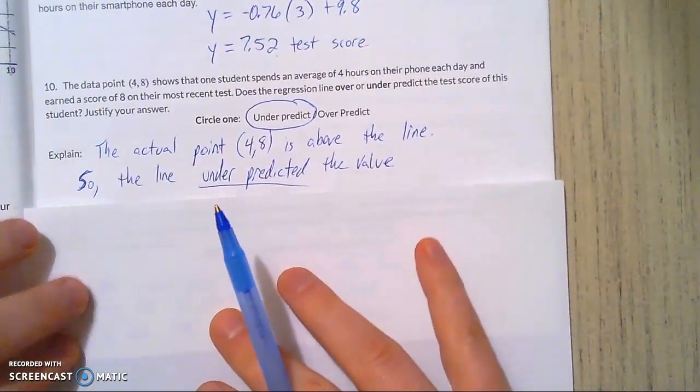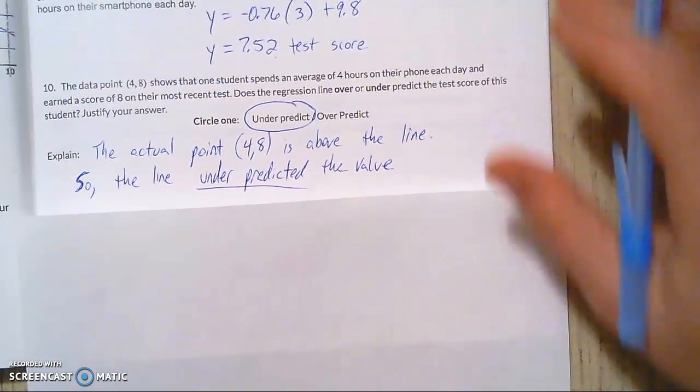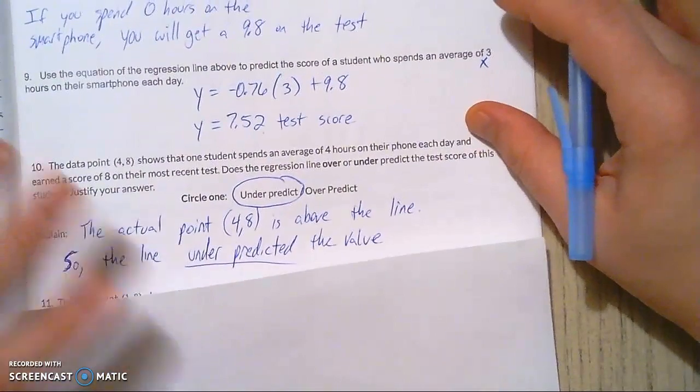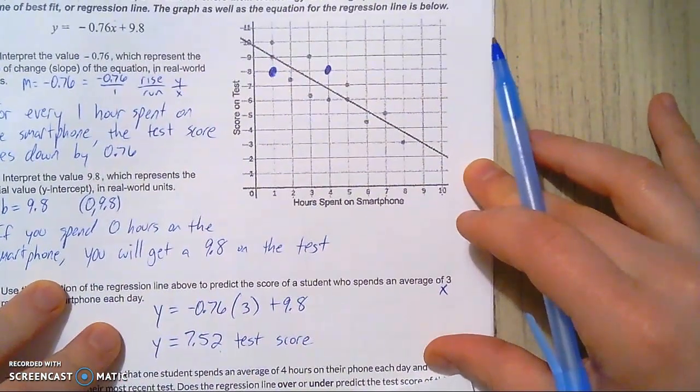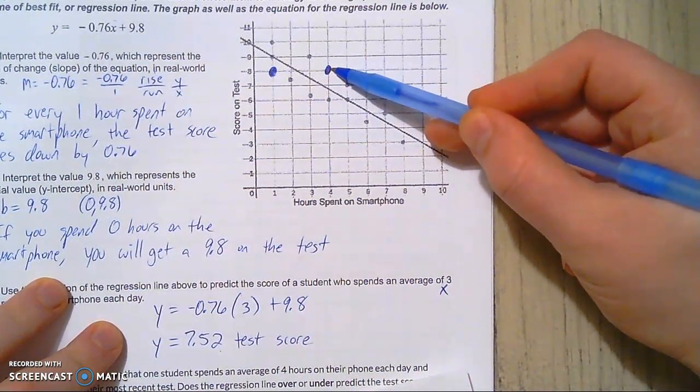And last couple problems here, asking us to check specific points from the scatter plot, see how well the line of best fit did or didn't predict them. So first one, number 10, looking at the point (4, 8), and asking, did the regression line over or under predict that test score? So if we go back up to the original scatter plot and look at (4, 8), and that's right over here at over 4, up 8. That's this point that I darkened in right there.